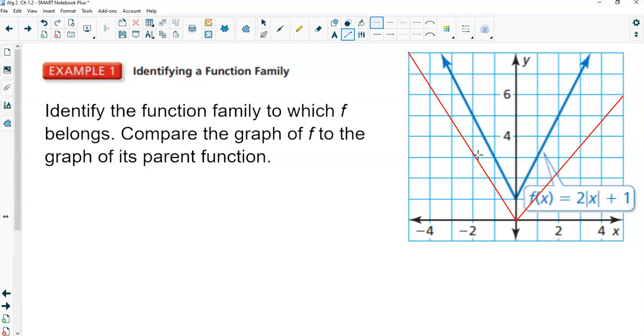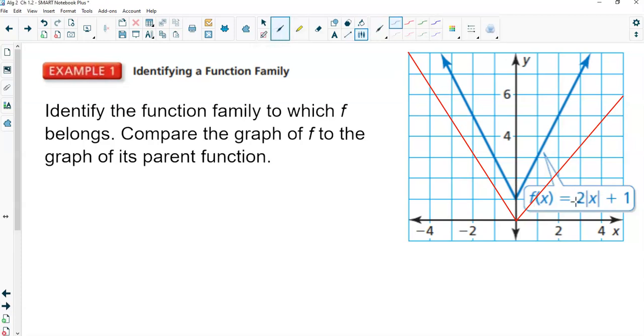And what are the similarities? Well, the similar things that tell me it's an absolute value function is that they both look like a V. Take a look, they're both opening up. Basically, one is narrower and shifted up. So if I compare the graph of f to the graph of the parent function, the parent function is wider than this one. So this one became narrower. The transformation is that it became narrower. And also it's shifted up 1 unit.